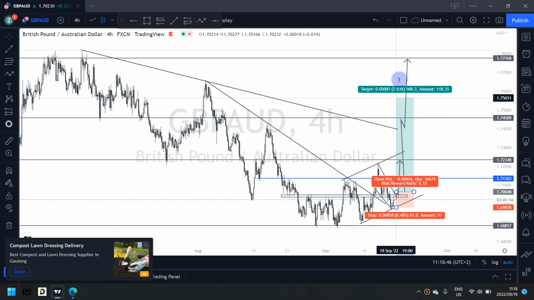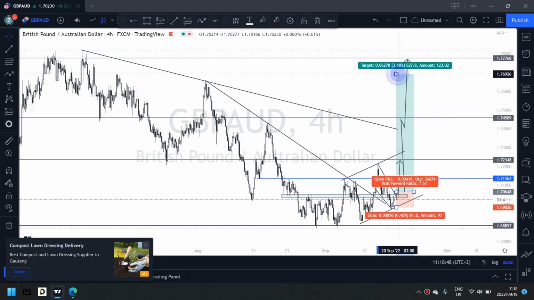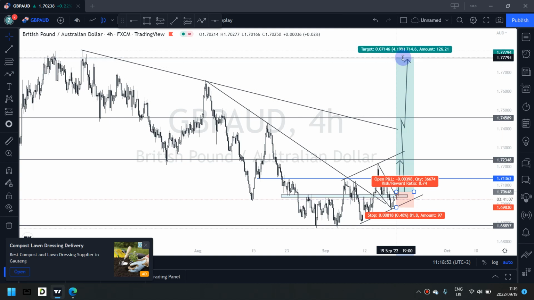So basically your overall take profit would be there at the top. It would be crazy if the market behaved exactly the way I'm anticipating right here. And look at the risk to reward ratio. It's a 1:8.69.